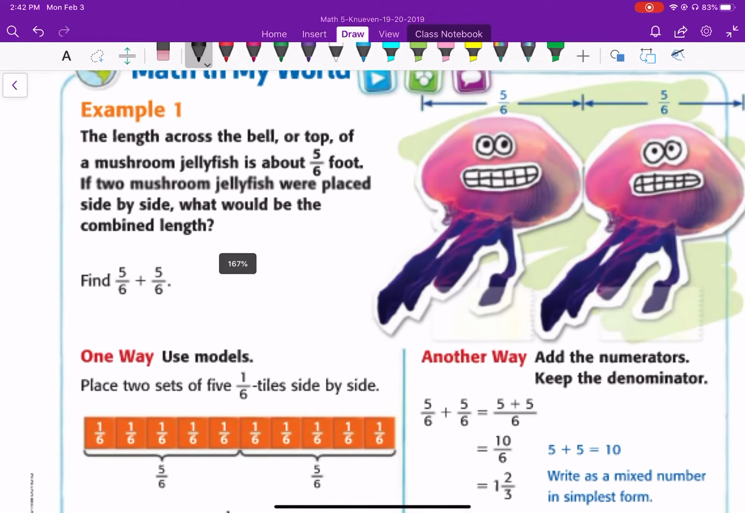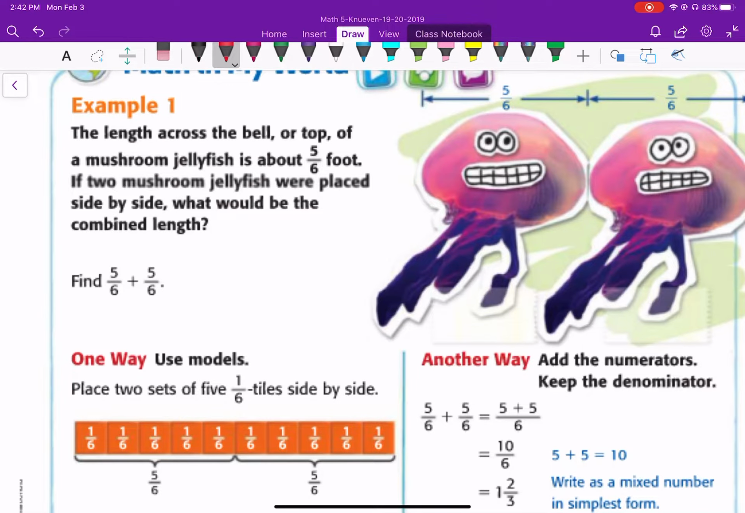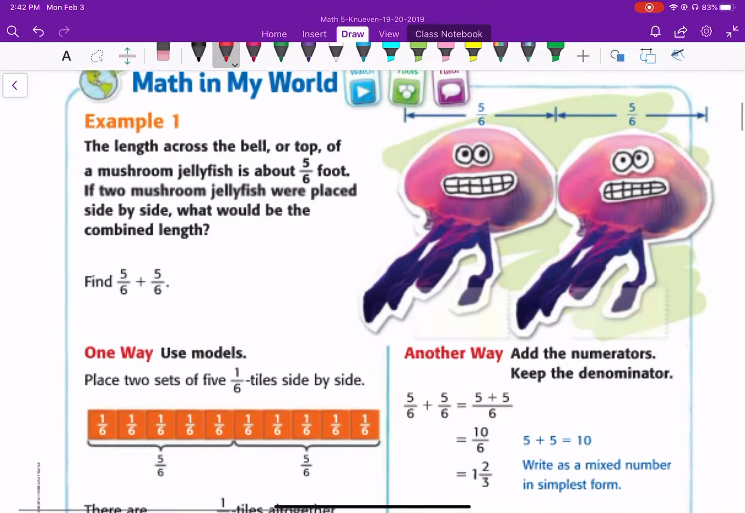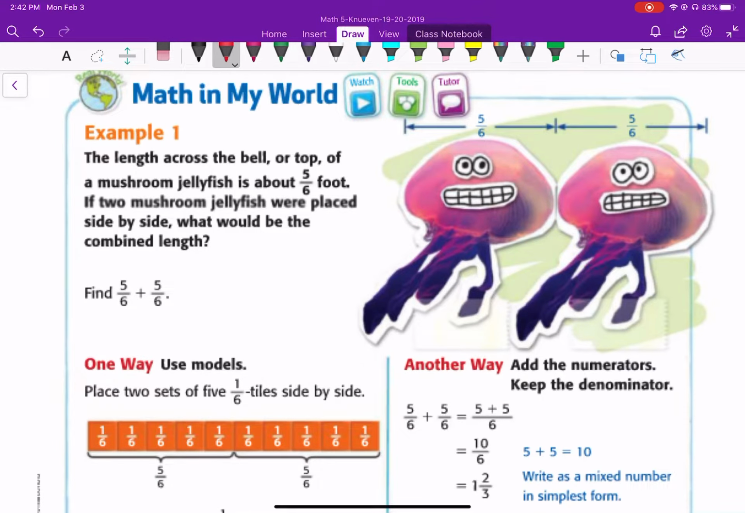So let's look at this right away. We won't spend a crazy amount of time on it because you have some background, but I want to make sure we get some good practice. So, example one, the length across the bell or top of a mushroom jellyfish is about 5/6 of a foot. If two mushroom jellyfish were placed side by side, what would the combined length be?